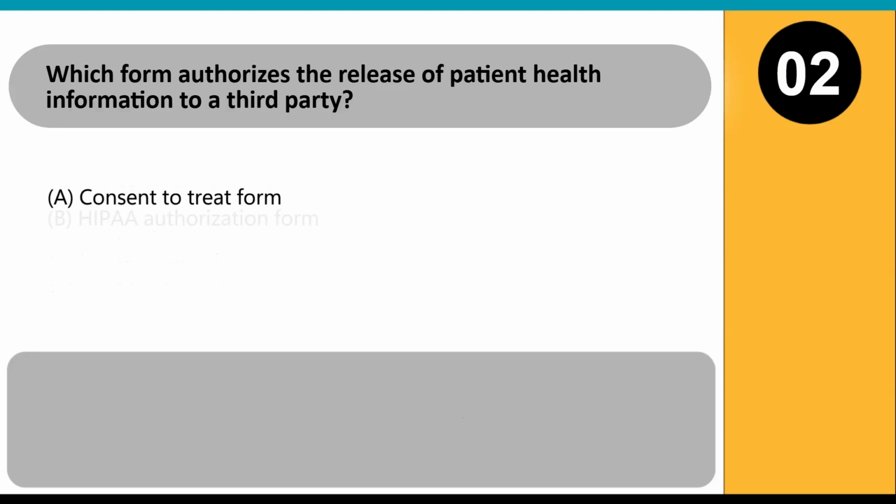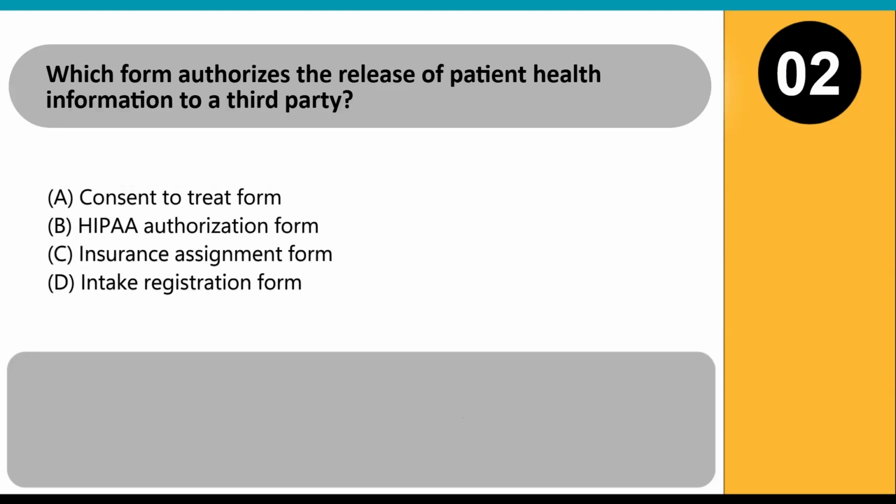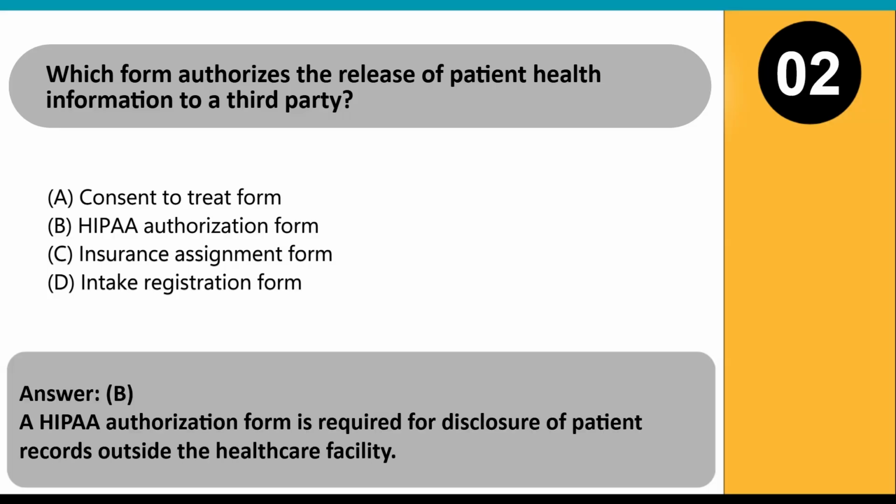Which form authorizes the release of patient health information to a third party? A. Consent to treat form. B. HIPAA authorization form. C. Insurance assignment form. D. Intake registration form. Answer: B. A HIPAA authorization form is required for disclosure of patient records outside the healthcare facility.